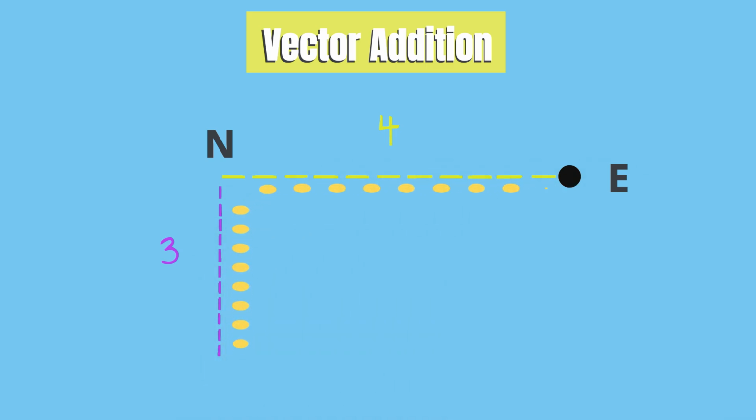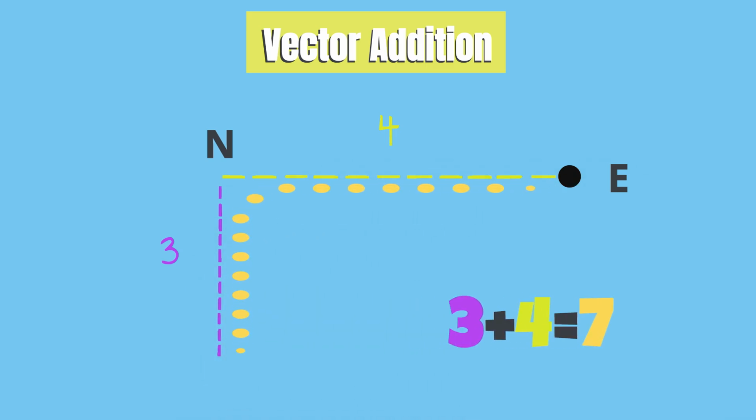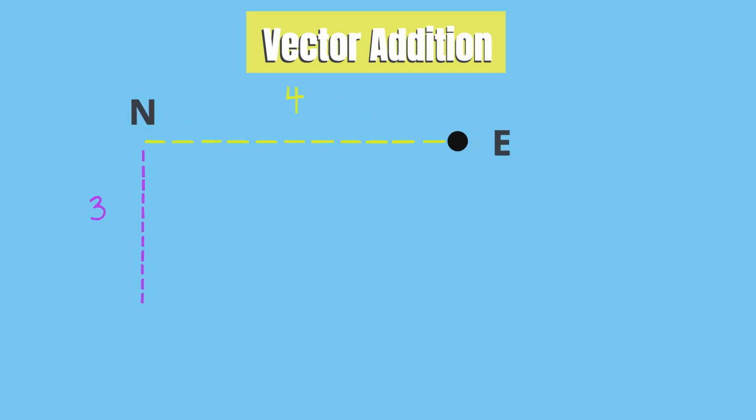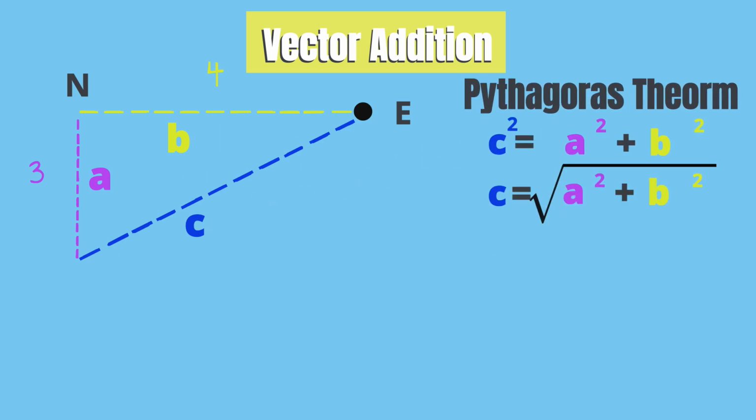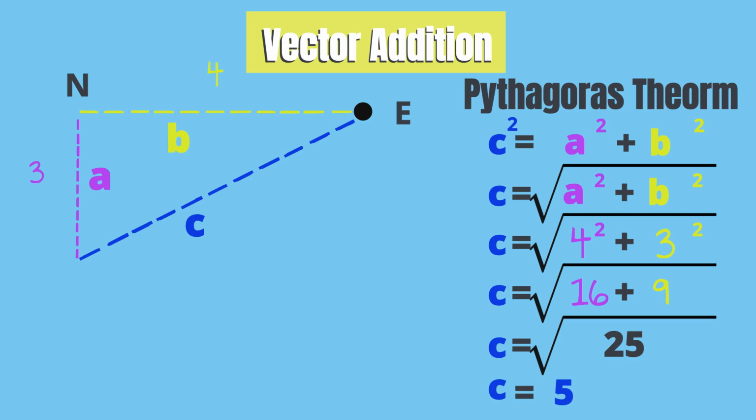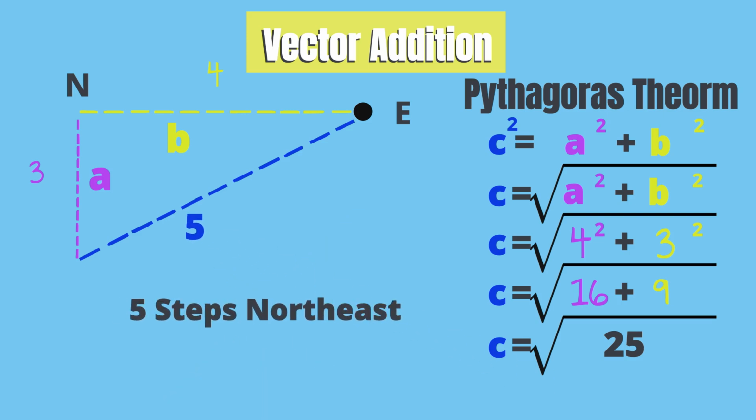Vector addition made easy. Think about walking 3 steps north and then 4 steps east. What's your total movement? You could say you walked a total of 7 steps, but that doesn't tell the whole story. Instead, treat it like a right triangle. Your net movement, displacement, is the diagonal across the triangle, found with Pythagoras. The square root of 3 squared plus 4 squared equals 5. That's 5 steps northeast. Vectors love to be precise.